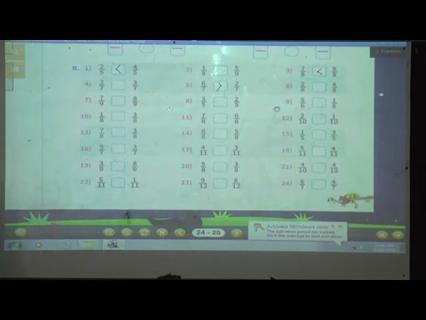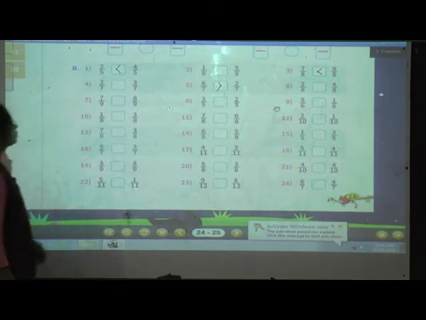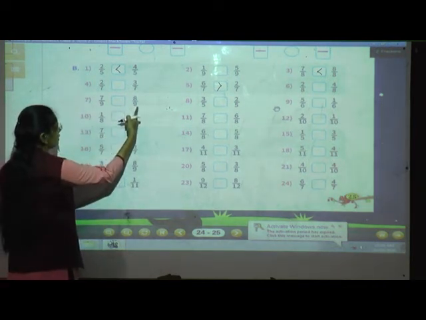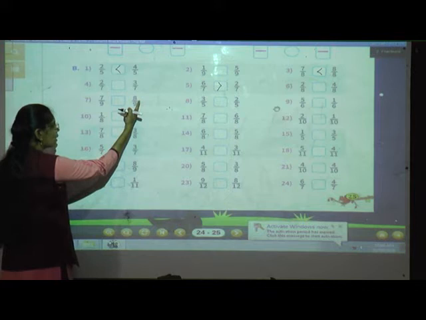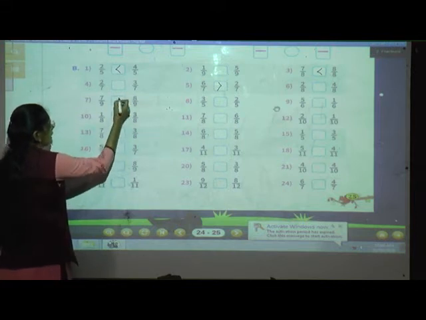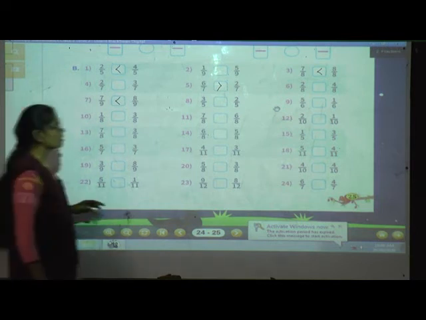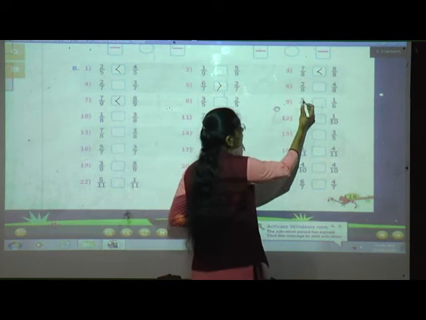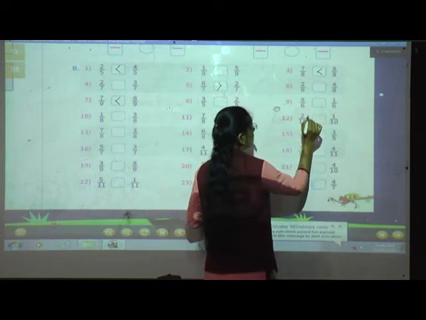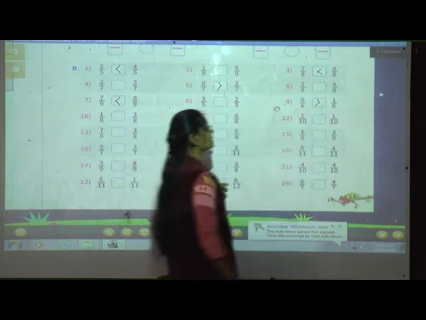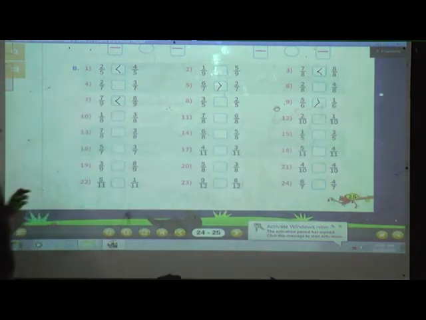Then we'll move to the seventh one. 7 by 9 and here 8 by 9 is there. 7 and 8, do the comparison. Which one is greater? 8 is greater than 7. So 8 by 9 is greater than 7 by 9. Then see this ninth one. 5 by 6, 1 by 6. Yes, 5 is greater than 1. So 5 by 6 is greater than 1 by 6.